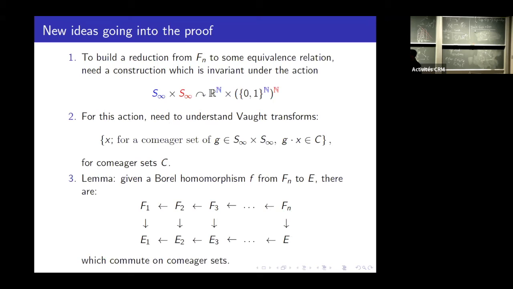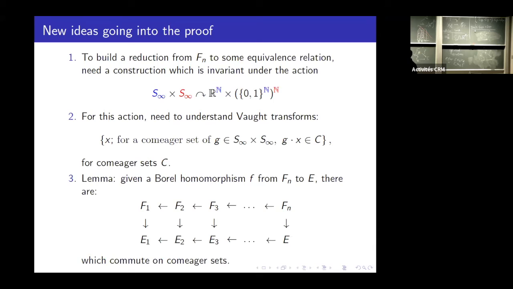And I need to prove the following lemma: given some equivalence relation E classifiable by countable structures, if I have a homomorphism from Fn to E, so I already have these UNs, the UNKs, the homomorphisms from Fn to the previous ones, then I can present it this way as just a sequence built up step by step, where there are homomorphisms from Fnk to some Ek, and this whole picture commutes on comeager sets.